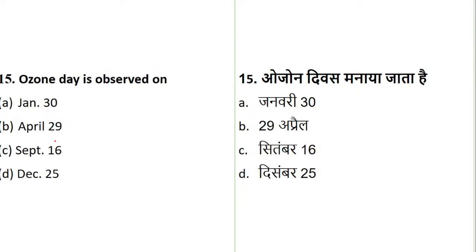The next question is very easy. We have also done it when we were doing the Montreal Protocol. Ozone Day is observed as what? January 30, April 29th, September 16th, or December 25? Ozone Day is observed as when? Question number 15 now. Samiksha, yes, the 14 answer is right, 12. Okay.